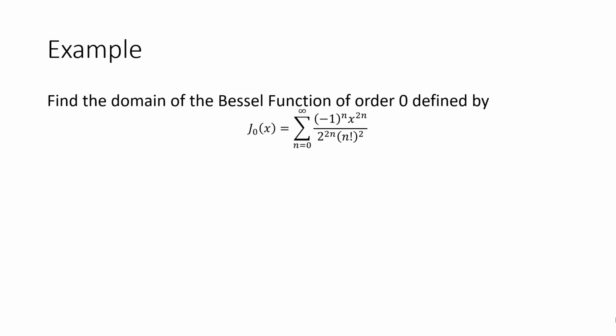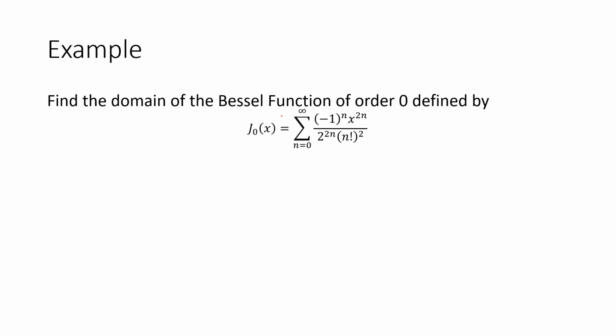In this example, we're asked to find the domain of the Bessel function of order 0. And what you notice here is that this function is defined as an infinite series with the variable x in the series here, right? So it's actually an infinite power series. And so the question is, for which values of x does this series converge?